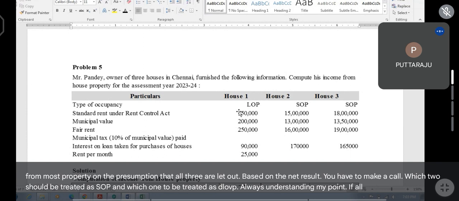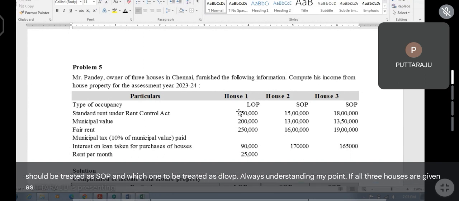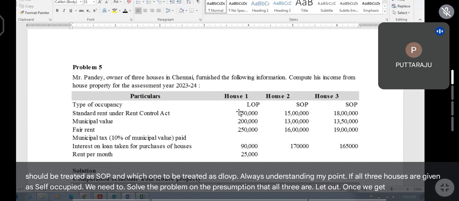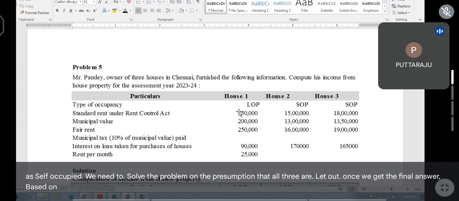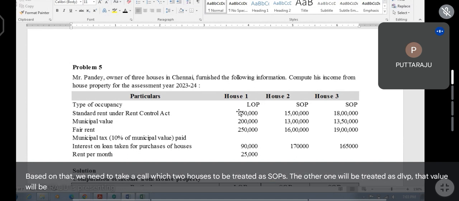If all 3 houses are given as self-occupied, we need to solve the problem on the presumption that all 3 are let out. Once we get the final answer, based on that, we need to take a call which 2 houses to be treated as SOPs. The other one will be treated as DLOP. That income from house property will be taken for calculation of tax purpose.